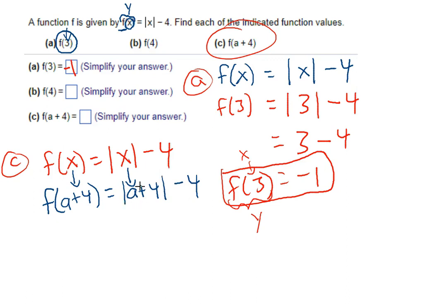The absolute value, because that's still a variable here, prevents us from being able to simplify anything. So this actually is the way you keep it. So that's what I mean by it's a little bit easier because it's complicated enough that nothing's going to simplify, so there's no further work that I have to do. So that would be my answer to part C.